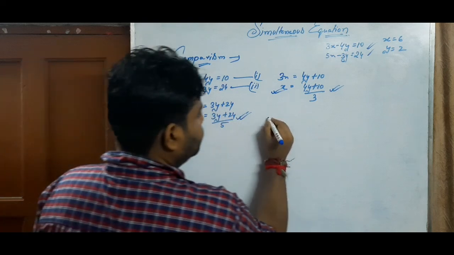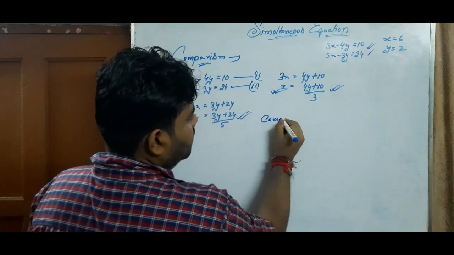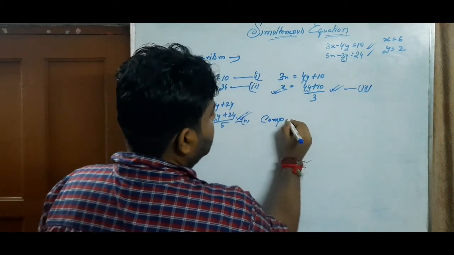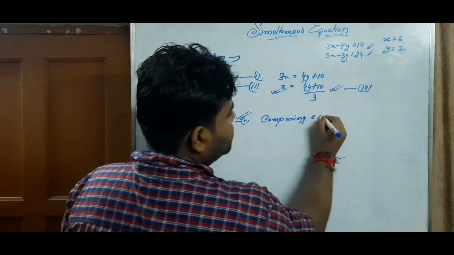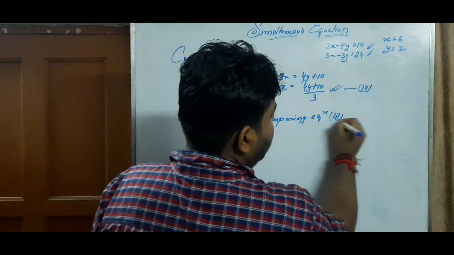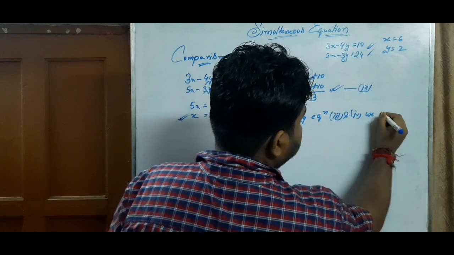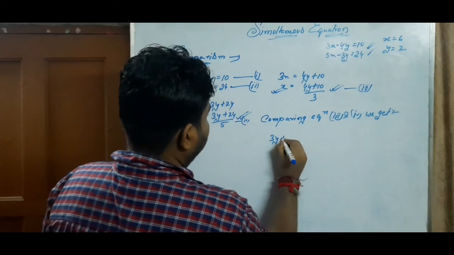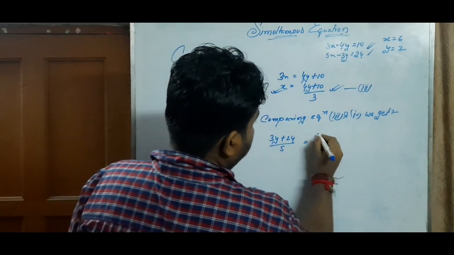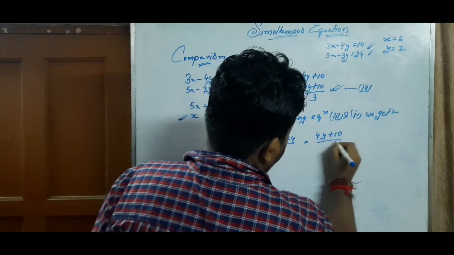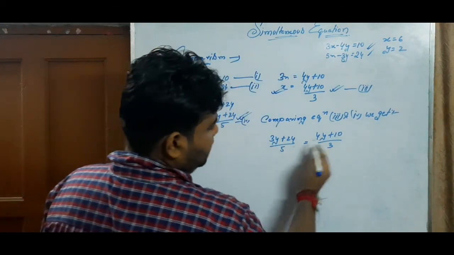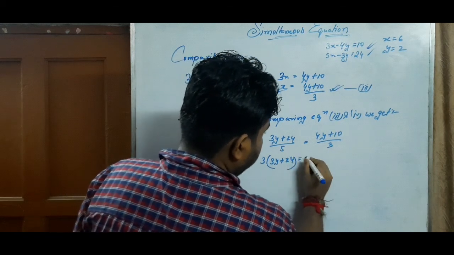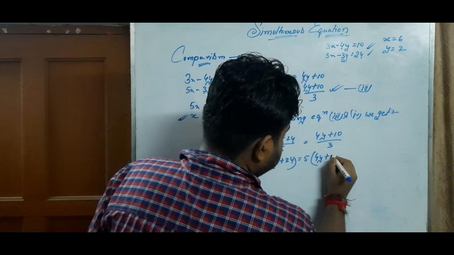Now comparison means both these are the values of x, so we can compare the two values of x. This is equation 3 and this is equation 4. Comparing equation 3 and 4, we get (3y plus 24) by 5 equals (4y plus 10) by 3. Now we just cross multiply. That is, 3 into (3y plus 24) equals 5 into (4y plus 10).